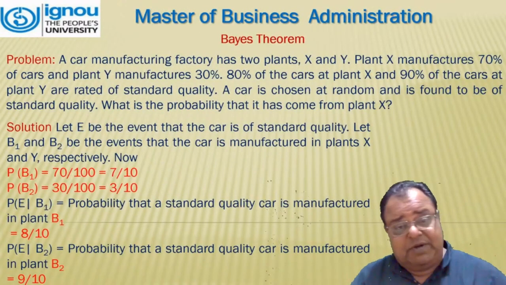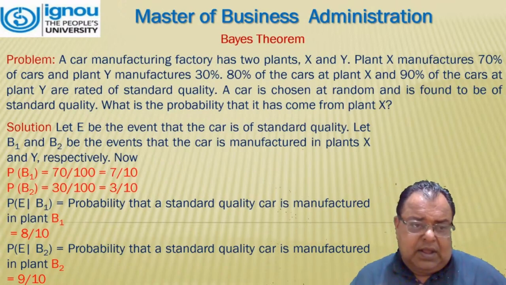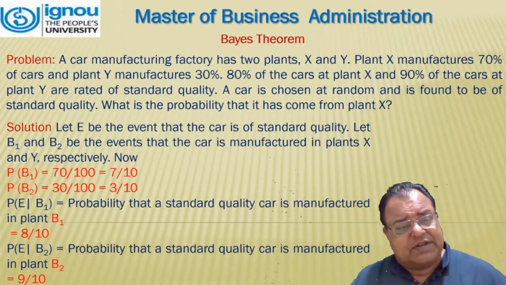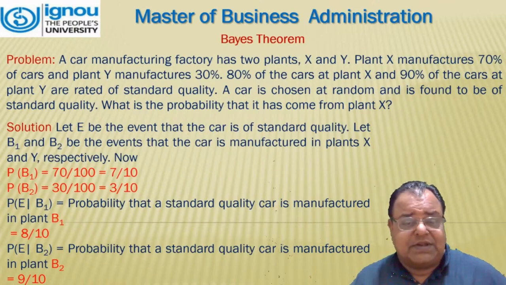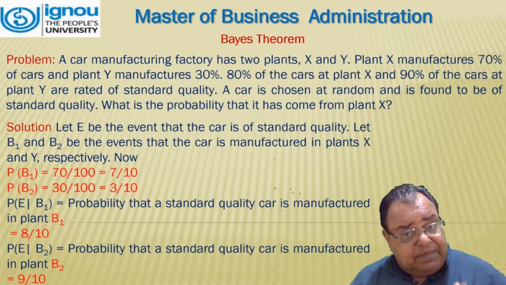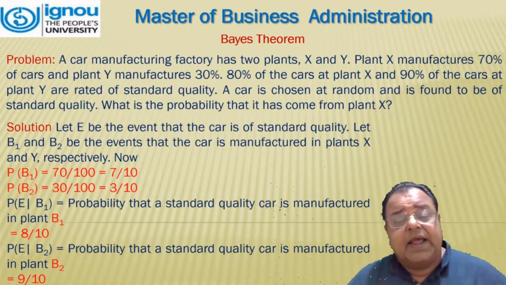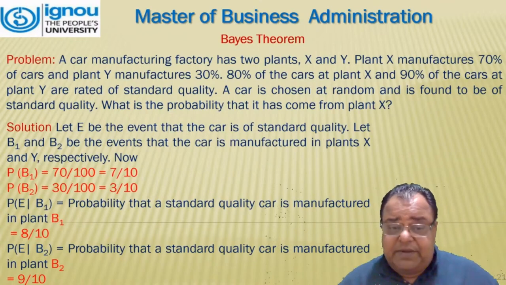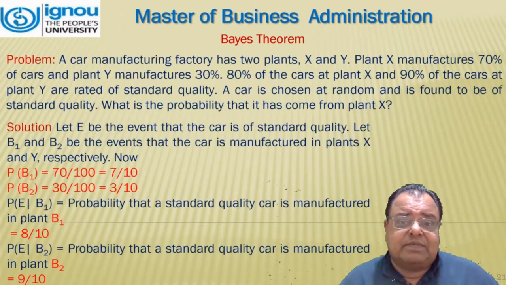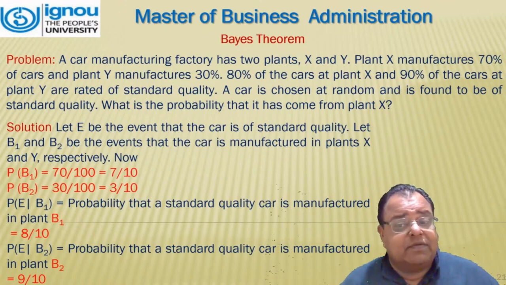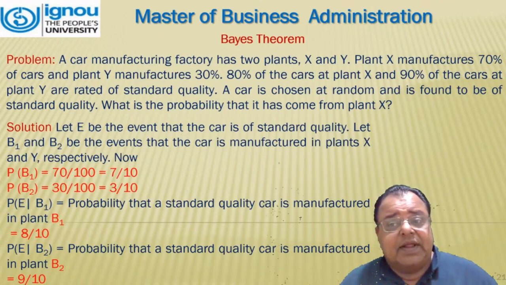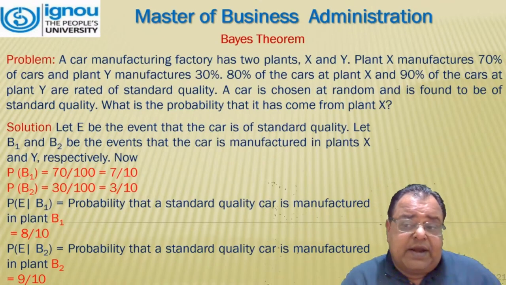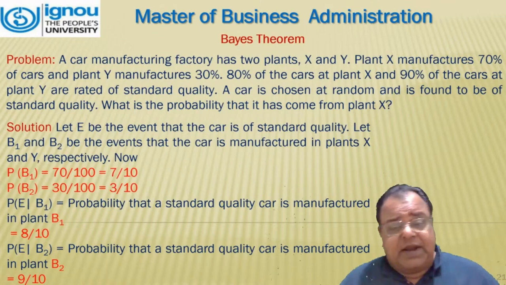Now we move to Bayes theory. Our car manufacturing factory has two plants, X and Y. Plant X manufactures 70% of the cars. Plant Y manufactures 30% of the cars. 80% of the cars at plant X, and 90% of the cars at plant Y are rated of standard quality. That means the probability of quality cars from the respective plant is given to us. A car is chosen at random and is found to be a standard car. What is the probability that it came from plant X?